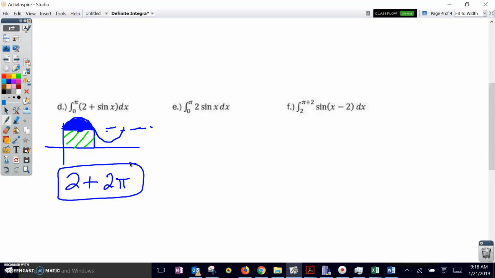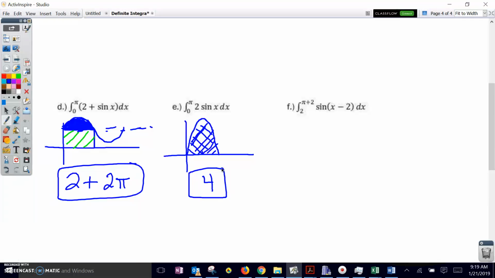Alright, next we have the integral from 0 to pi of 2 sine of x. Well, this is the same curve, except at every single point, the y-coordinate is twice as high. And so the area is going to be twice as much. That's going to be 4 units.